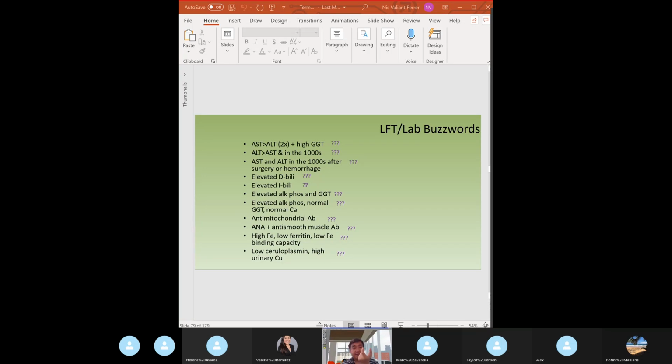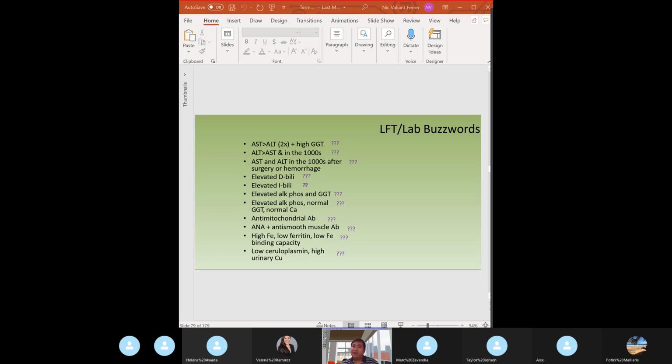What if your ALK phos and GGT are both elevated? ALK phos is very specific. Don't forget, high yield. If ALK phos is elevated, think about GB, gallbladder, right? Something obstructing. Cholelithiasis, cholecystitis, choledocholithiasis, think ALK phos. If you have ALK phos and GGT elevated, think about bile duct obstruction, right? If the patient has IBD, think about primary sclerosing cholangitis, PSC.